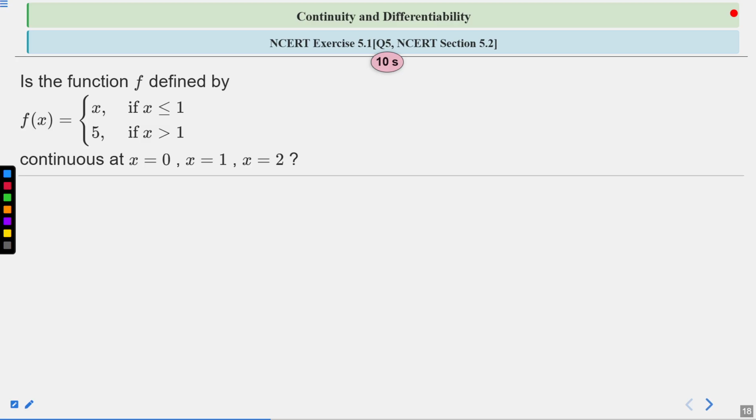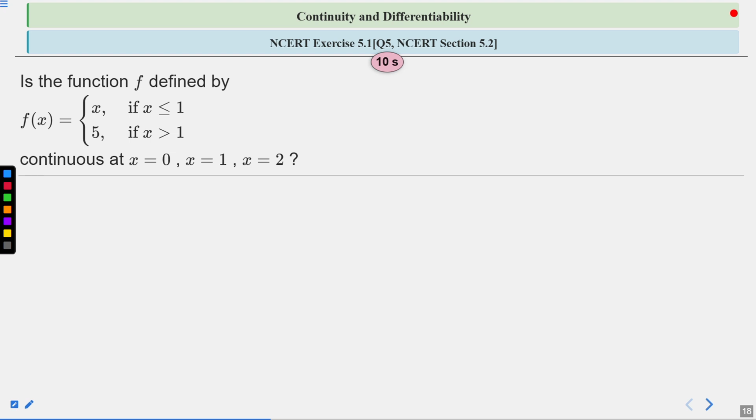Next question is question number 5. Is the function f defined by f(x) = x if x is less than or equal to 1, f(x) = 5 if x is greater than 1, continuous at x = 0, x = 1 and x = 2? So we are given a function f(x). We have to check whether the given function is continuous at x = 0, 1 or 2.